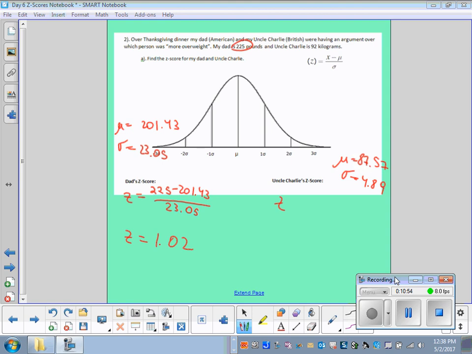For Uncle Charlie, the z-score would be based on the British population and his weight, 92 kilograms minus 87.57 divided by 4.89, which is I have 0.91.